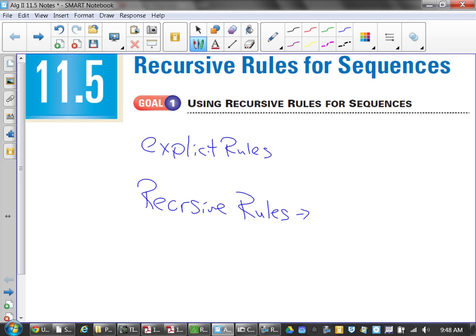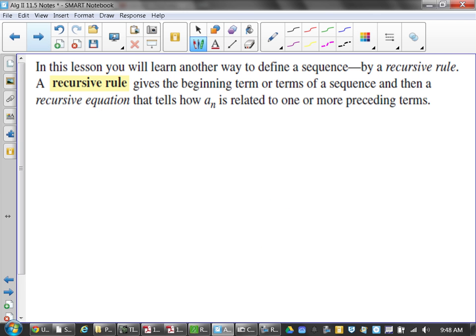recursive rules relate terms. I'll use their definition here. They relate the terms to the one before it, the preceding term. If you want to think about it that way, it shows how the terms are related to the one before it. Okay, how it works with preceding terms. That's what a recursive looks like.